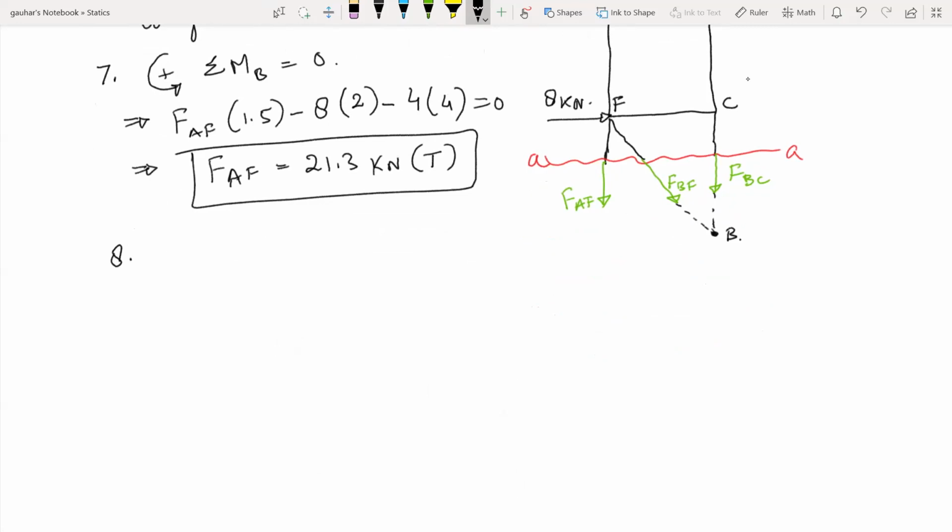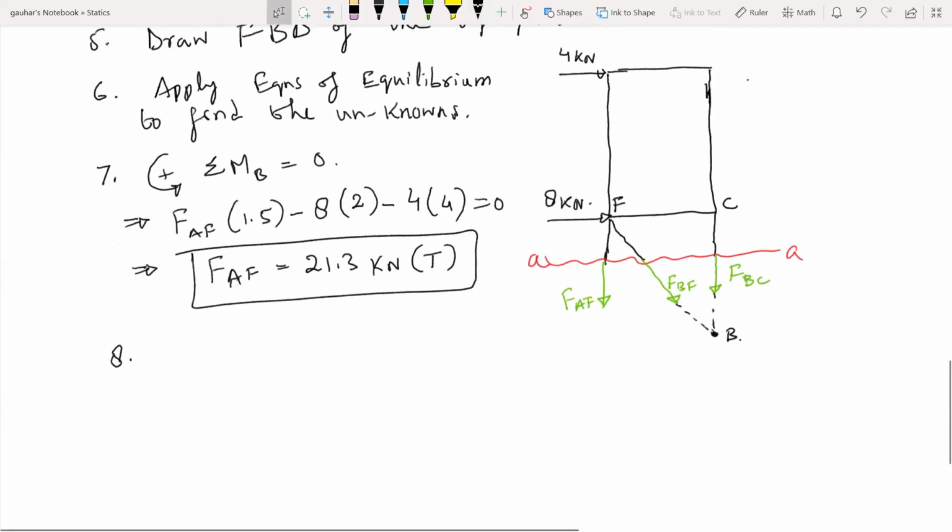So now let's see, we want to find FBF and FBC. Okay, so now if you look at this free body diagram, and if you want to take the moment at, let's say, point F, because if you take the moment at point F, then FAF is gone, FBF is gone, the only thing left is FBC, right? So we can just find out FBC from here, right?